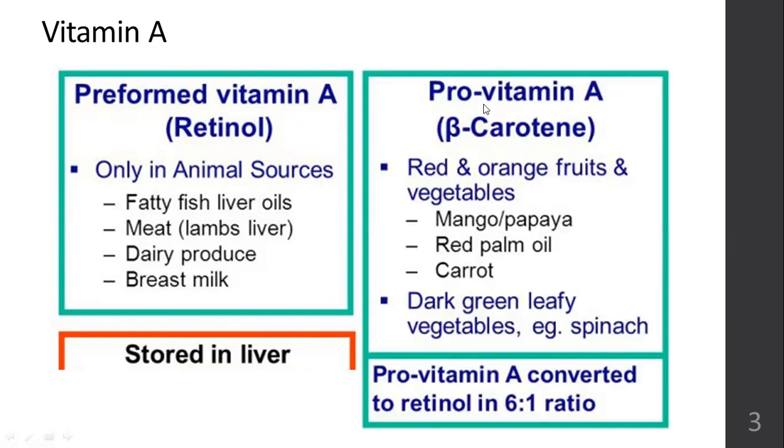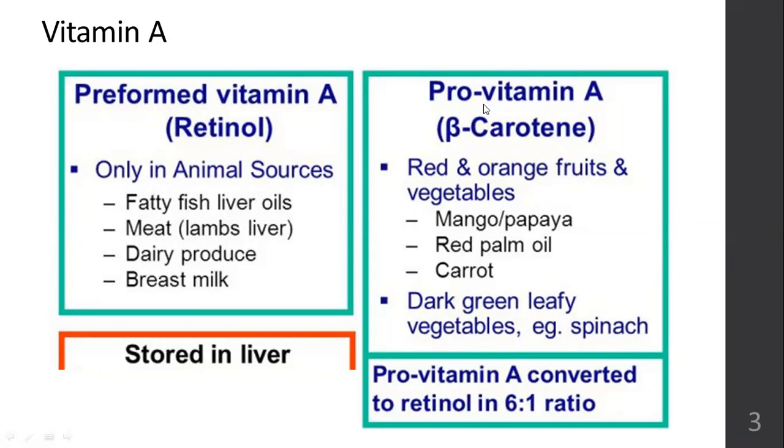Provitamin A, that is beta carotene. You get vitamin A in the form of beta carotene from plants: red and orange fruits and vegetables like mango, papaya, red palm oil, carrots, dark green leafy vegetables. They all are rich in provitamin A. Beta carotene is what gives your fruits this yellow, orange, red color. It's a pigment.